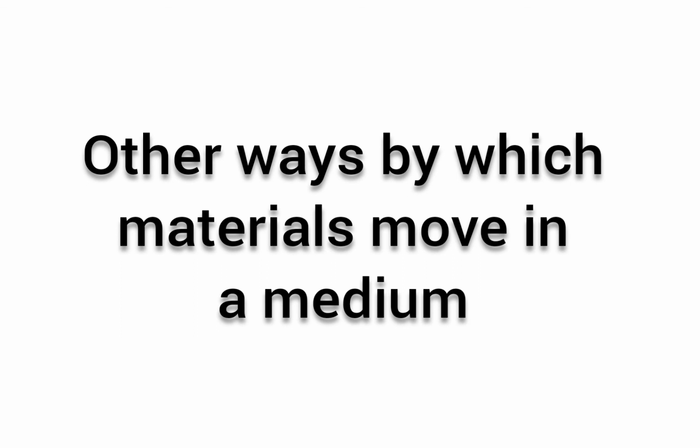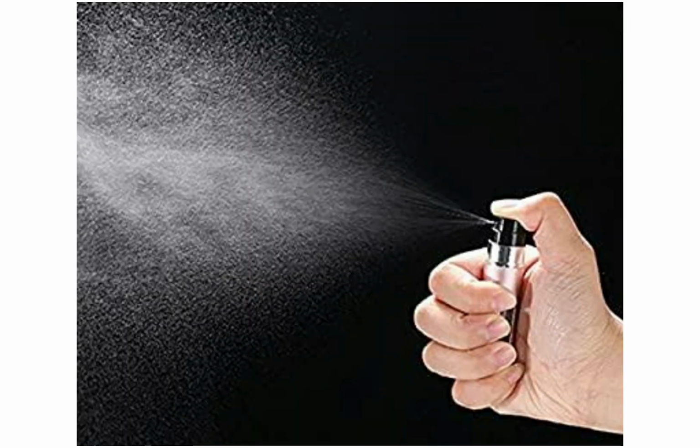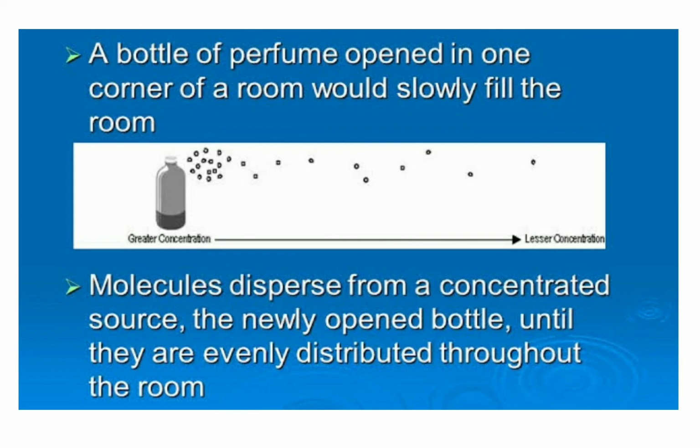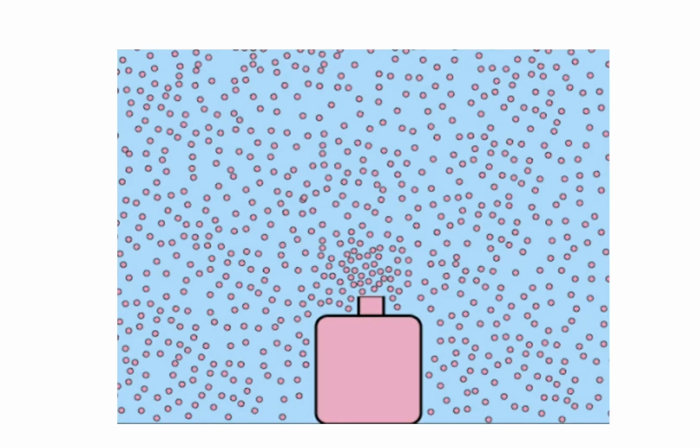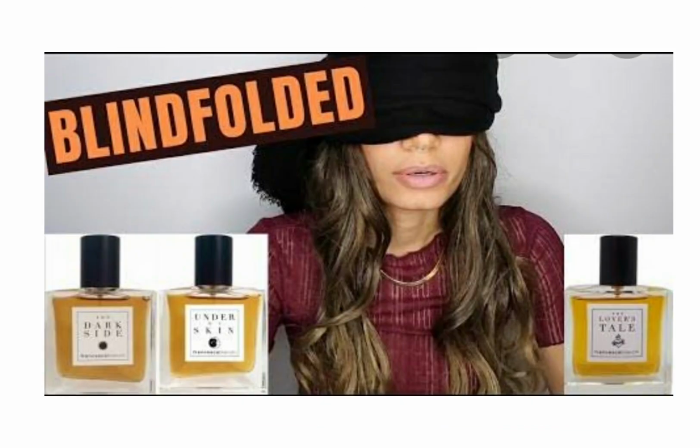There are other ways in which materials move in a medium. Let us study one such process by following an activity. Go to one corner of a room in your house and open a perfume bottle in the corner of the room. What will you observe? You will see that the perfume smell has spread to the entire room. How did this happen? The smell has spread in the entire room uniformly, and even if you are blindfolded, you will be able to reach the scent bottle because you know where the smell is coming from.